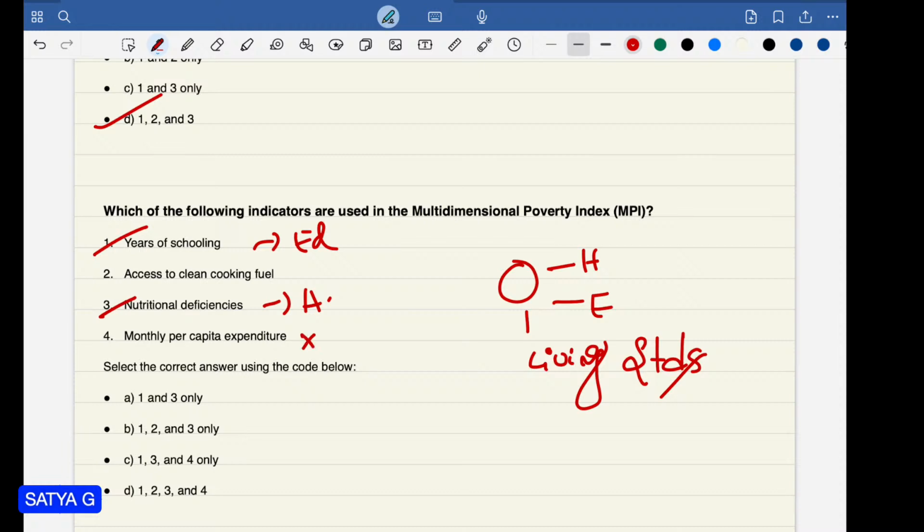But we have doubt between two only. We can go for either option A or option B. Access to clean cooking fuel is slightly related to health. If you have clean cooking fuel, your health outcomes will increase; otherwise, health expenditure will increase. So you can consider that under the health topic. So the answer would be 1, 2, 3.